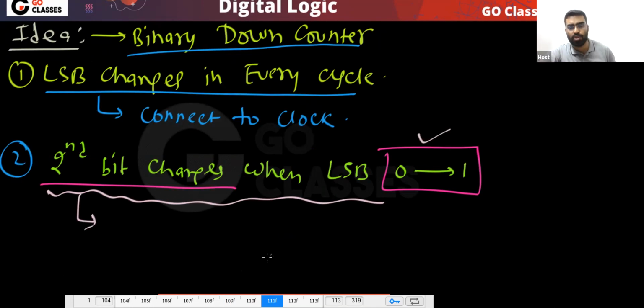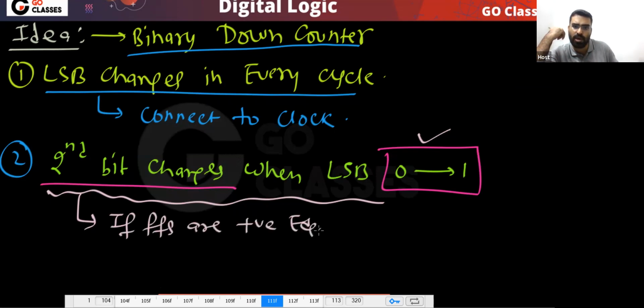When the LSB is going from 0 to 1, what action will I take? Here it will depend on two things. Please understand, if you have positive edge triggered flip-flops, if all the flip-flops are positive edge triggered, then what should I connect?